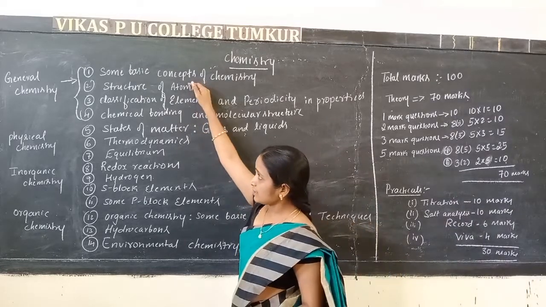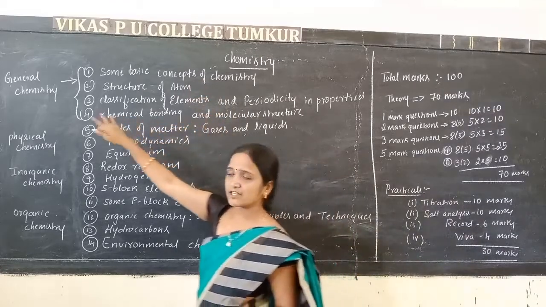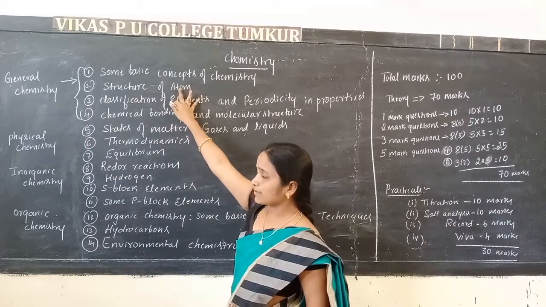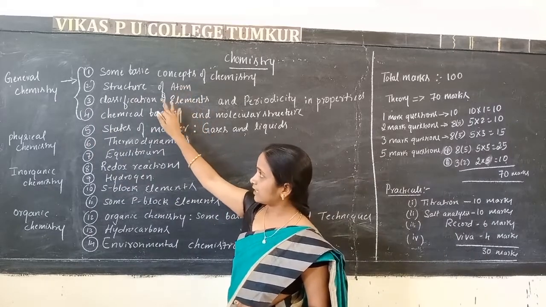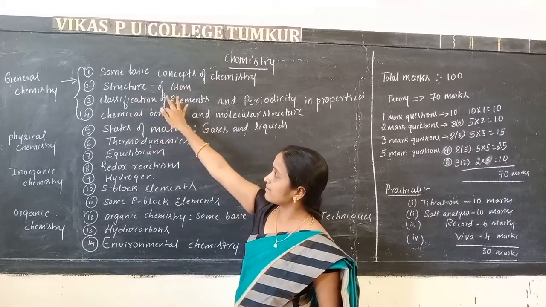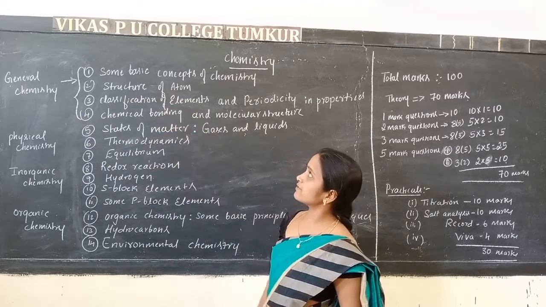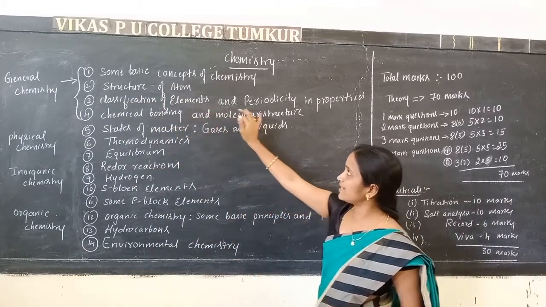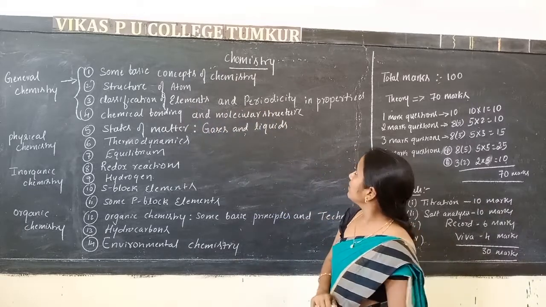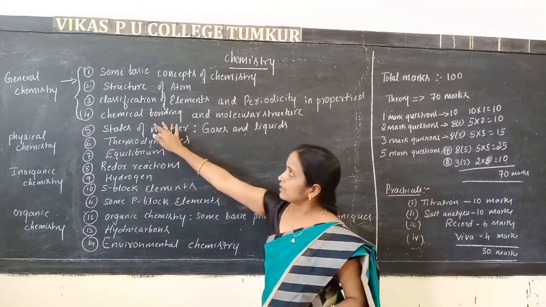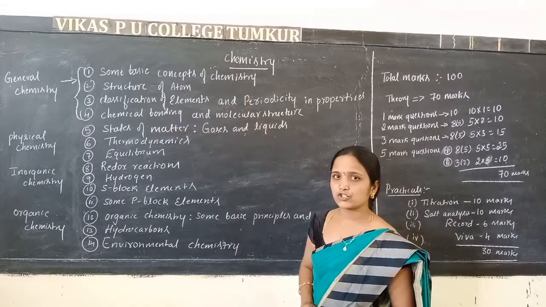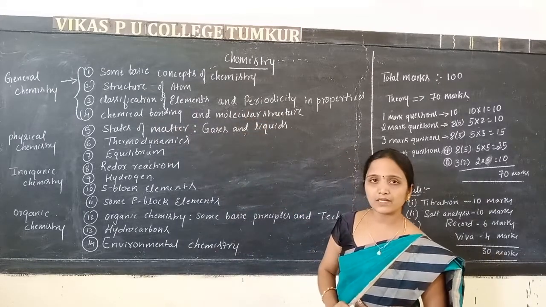These are all grouped as general chemistry. The 4 chapters are: some basic concepts of chemistry, structure of atom, classification of elements and periodicity in properties, and chemical bonding and molecular structure.